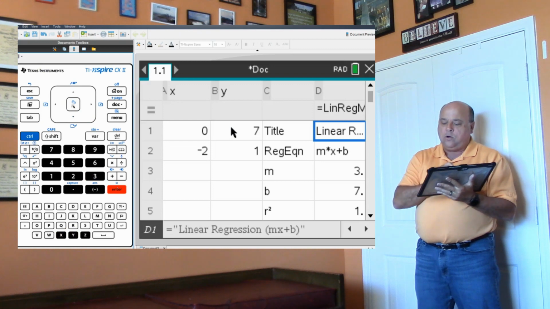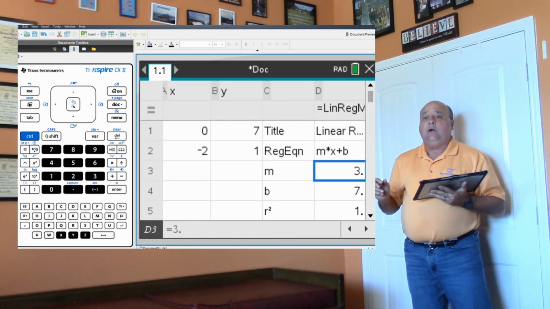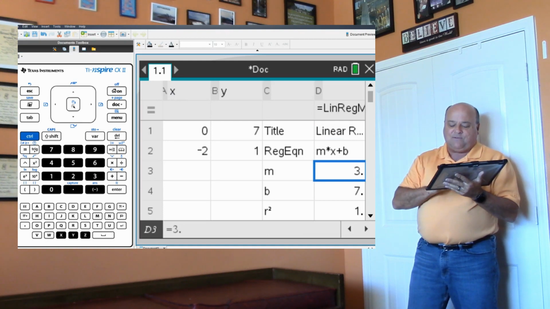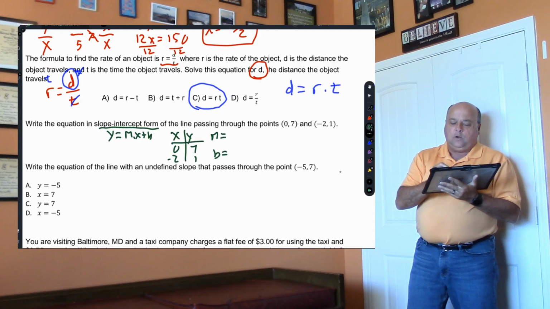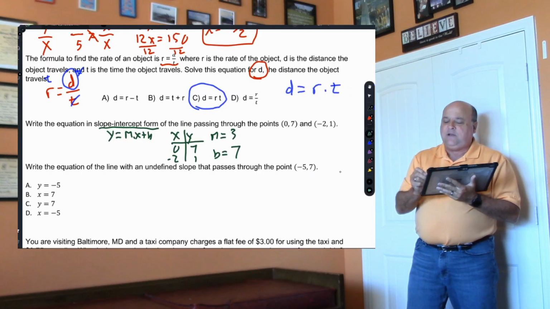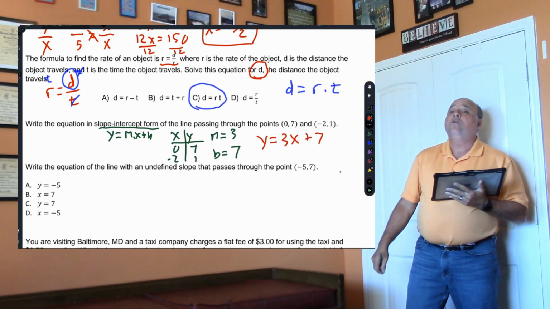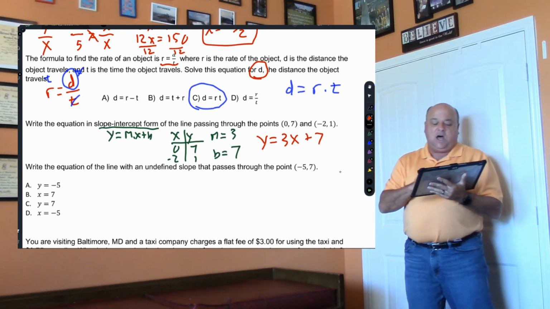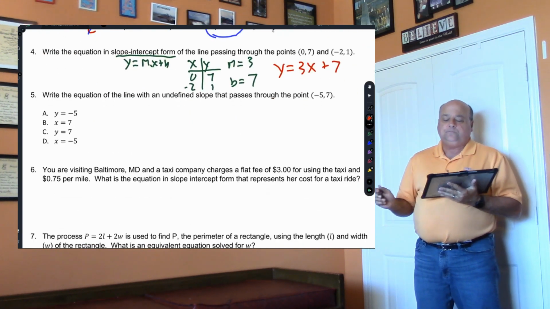So my m is 3. I don't need to make it a fraction, do I? My m is 3 and my b is 7. Piece of cake. So I'm going to go here. My m is 3. My b is 7. My equation is going to be y equal 3x plus 7. Fun, fun, fun. Let's go to the next one.